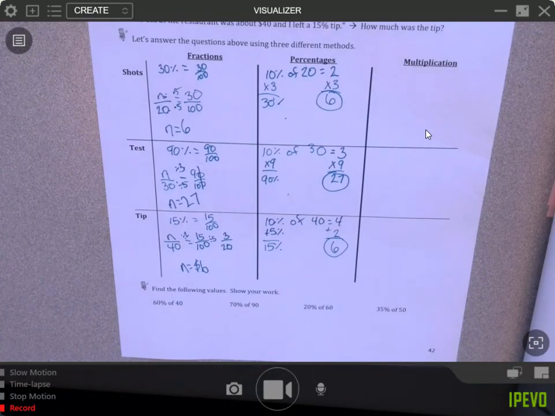Me personally, this is not the easiest way for my brain to work. But some people like this method. It's not the easiest for me.